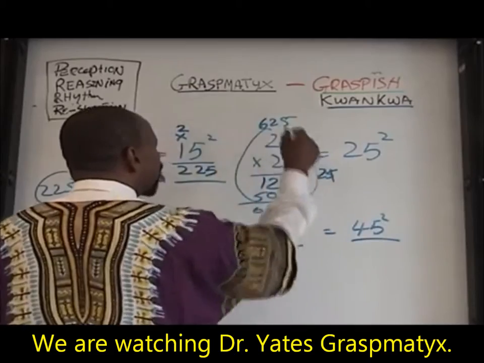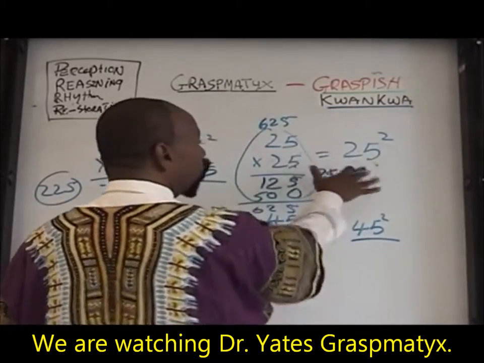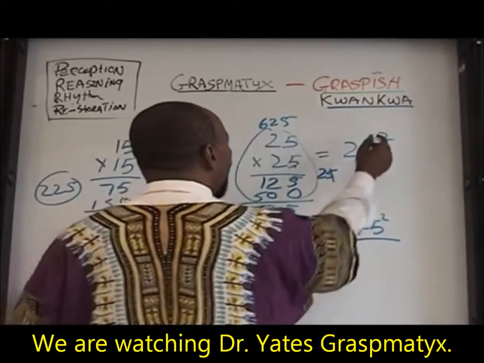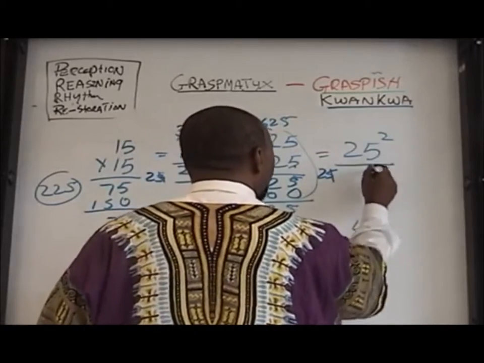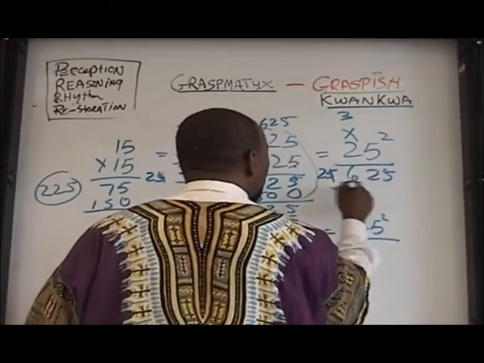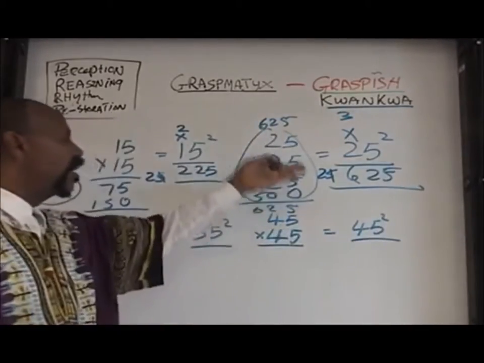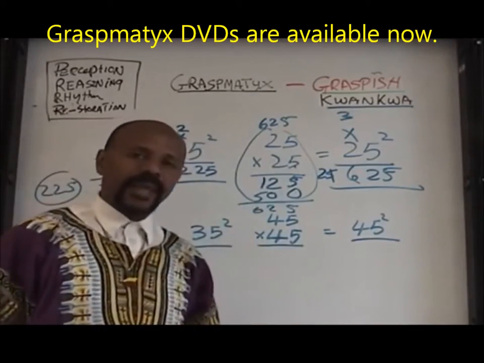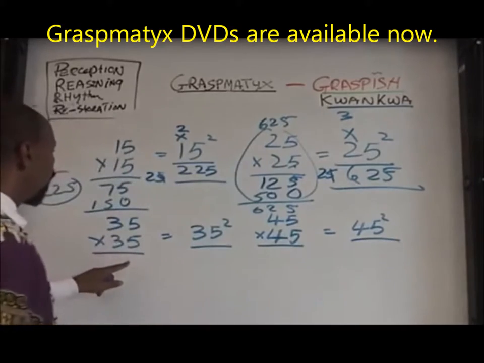That's the small way. Now the Graspmatyx way, we square the 25, and we do it this way. 5 fives are 25. The next larger number to 2 is 3. 2 threes are 6. Direct, fast. That is Graspmatyx.